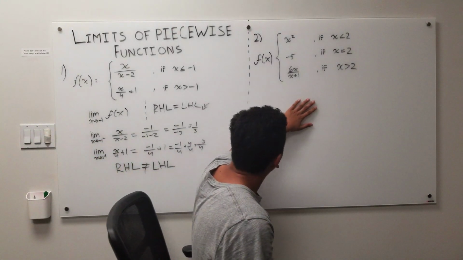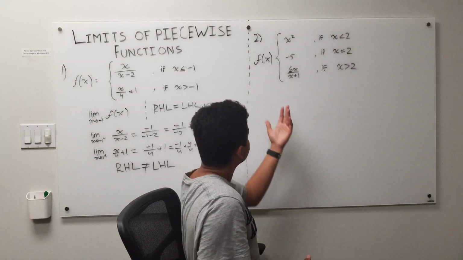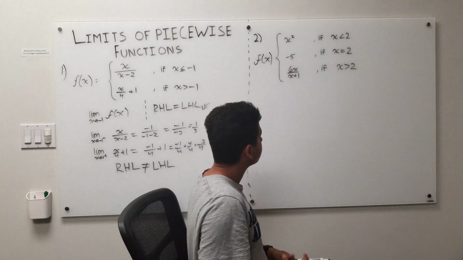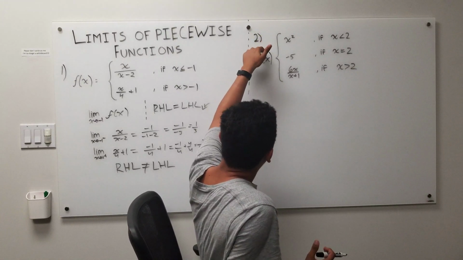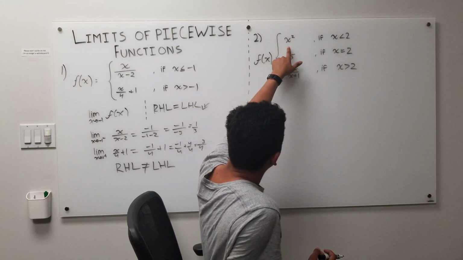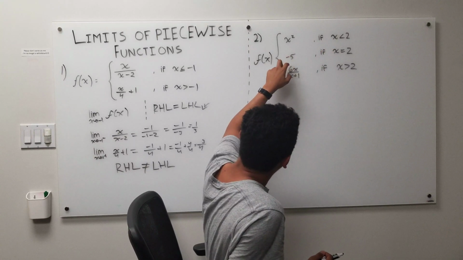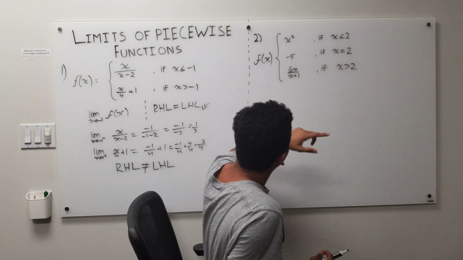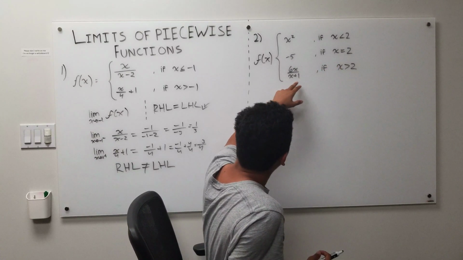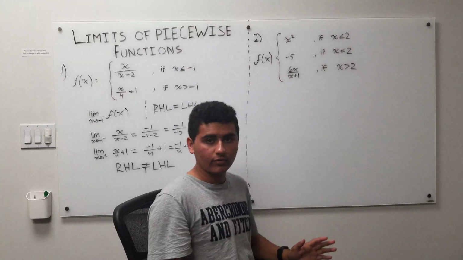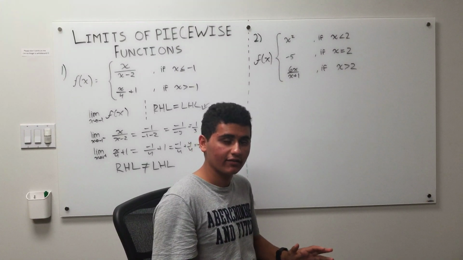Here is our second problem. It looks a little bit more scary just because there's 3 different conditions, but nothing to be scared of. f of x has 3 conditions. The first one is x squared if x is less than 2. The second one is negative 5 if x is equal to 2, and 6x over x plus 1 if x is greater than 2. Now remember, all we're looking for is the right-handed limit and the left-handed limit.